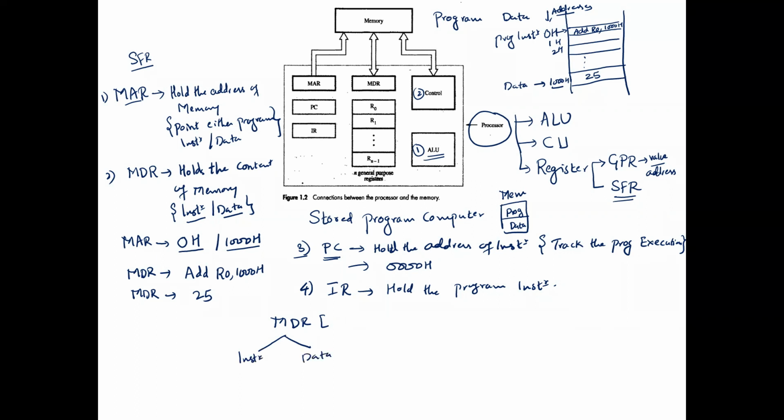After reading the instruction from the memory or the data from the memory, if it is an instruction, it will be further stored in what? The IR register, instruction register, right? And if the MDR has content that is data, representing a value, it will shift that MDR value to a general purpose register.